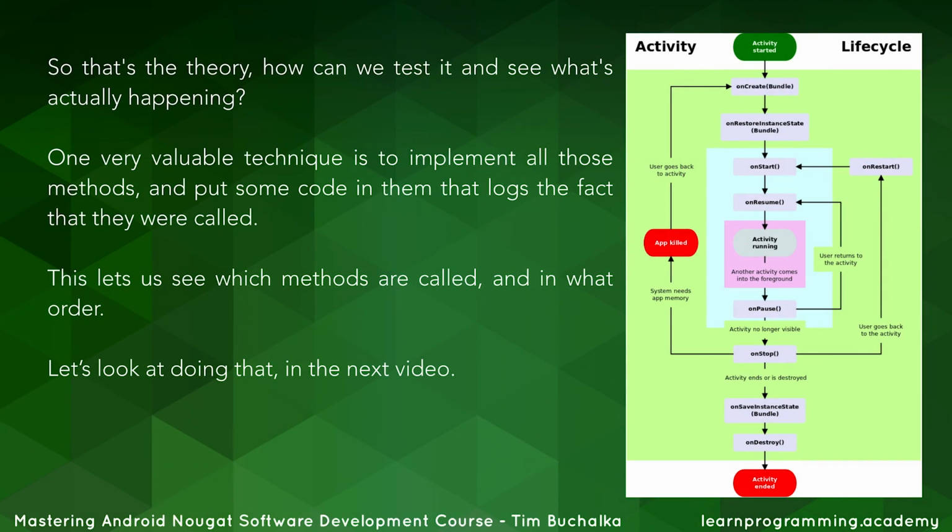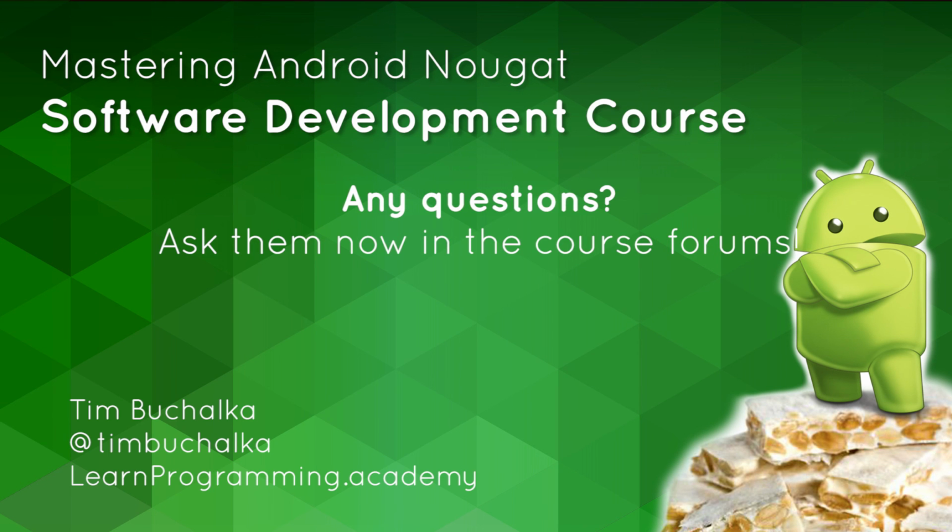So that's the theory, but how can we test it and see what's actually happening and to see whether this image is a true representation of the various methods that are called on our behalf in an activity? Well, one very valuable technique is to implement all those methods and to put some code in them that logs the fact that they were called, to output something so that we can verify that the method was called. And if we're logging it and we're seeing some output, that lets us confirm that the methods are called, but also more importantly, in what order. So let's look at doing that, implementing some logging so we can confirm the order that these methods are called for the activity lifecycle in the next video.